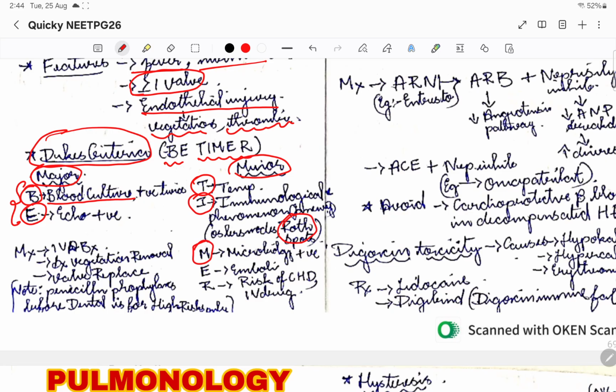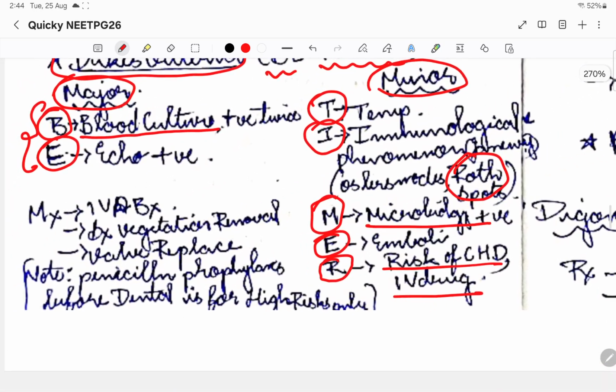M is microbiology, that is positive. Then emboli, they should be there. Then risk of CHD or IV drug use, all this category will fall into the minor category. Minor criteria.